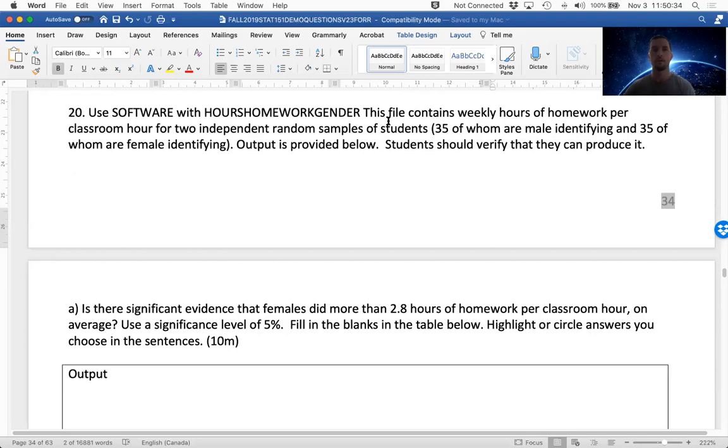Okay. So we're going to work with the hours, home, work, gender data. I just need to download this onto my computer, so bear with me for a moment here. I'll actually just pause the Zoom.